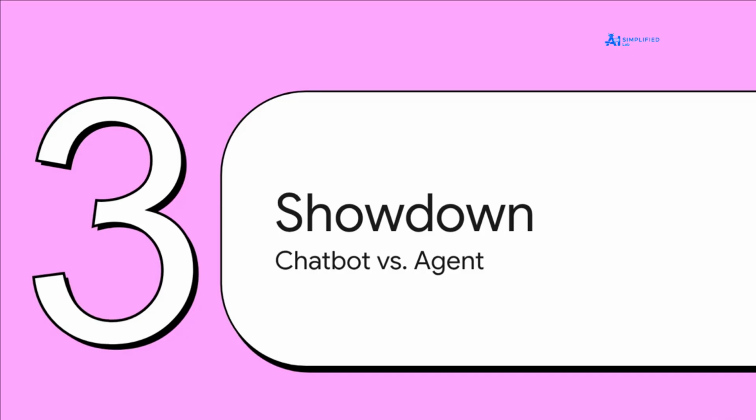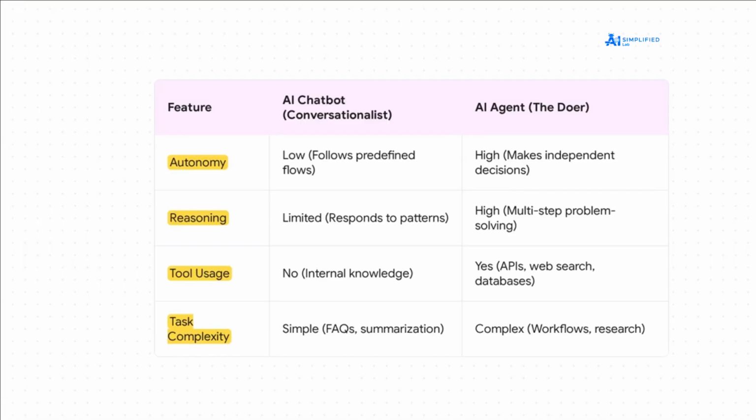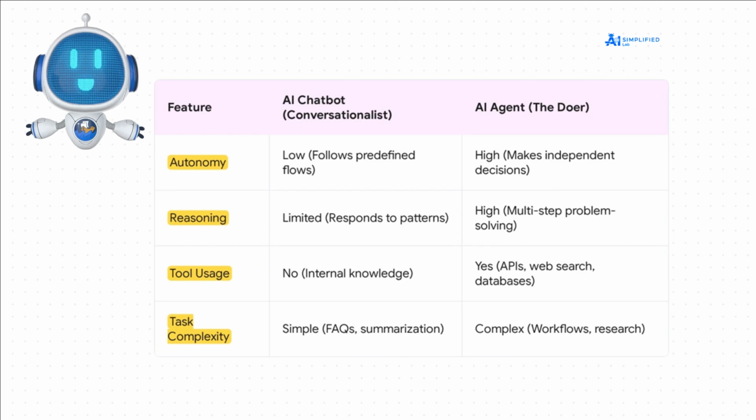Let's put these two side by side. Once you see these differences laid out, you'll know exactly which tool to grab for any task. Okay, let's break this table down. I love this analogy. A chatbot is like a super smart librarian. They've read every single book in their library and they can answer any question you have about them.